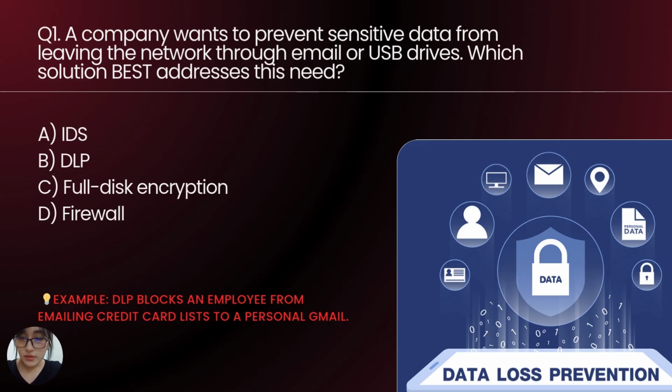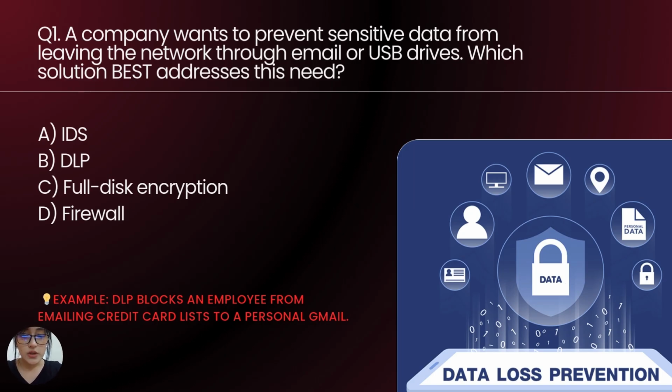What about full disk encryption? Full disk encryption protects stolen laptops but not outbound data leaks. That's not the answer as well. What about D? Firewall. Firewall just blocks the traffic. It can't analyze the content like DLP. Now you can see the example below as well.